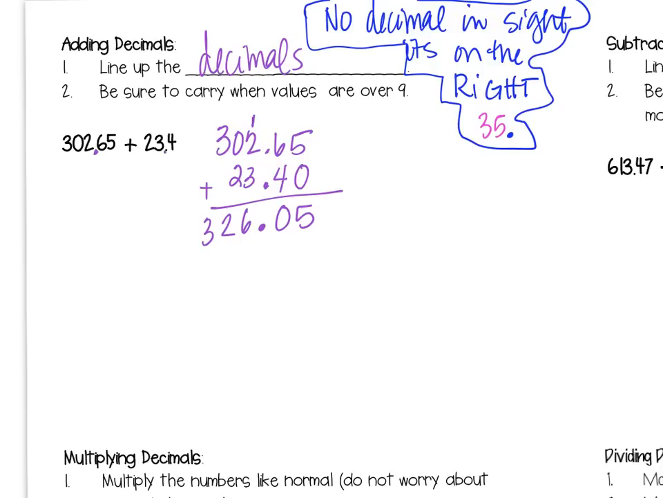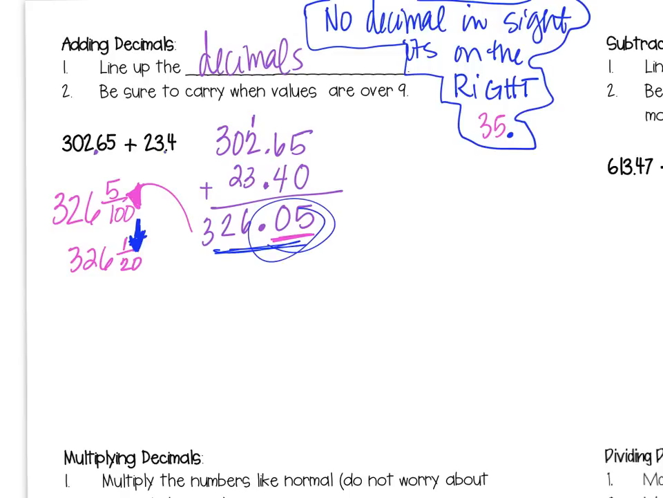326 and 5, what place is this? Hundredths. So if you needed to write this number as a decimal, it would look like this. Now if you wanted to write this as a fraction, 326 and 5 hundredths. Could 5 hundredths be simplified? Yes. 326 and 1/20. This was a decimal, I converted it into a fraction, then right here I simplified it. Just because you got this as your answer doesn't mean it's not going to show up as a fraction. 5 hundredths, easy to convert.